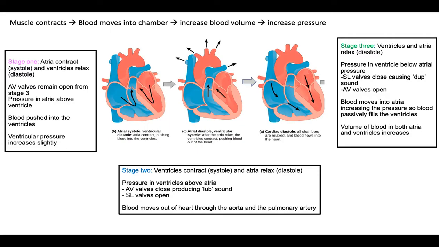So this is the cardiac cycle. It consists of 3 stages, but it's a cycle, so it continues, and it's the movement of blood through the heart and out of the heart in one heartbeat. So there's 2 terms we need to know here. So systole, that's when your muscle contracts.